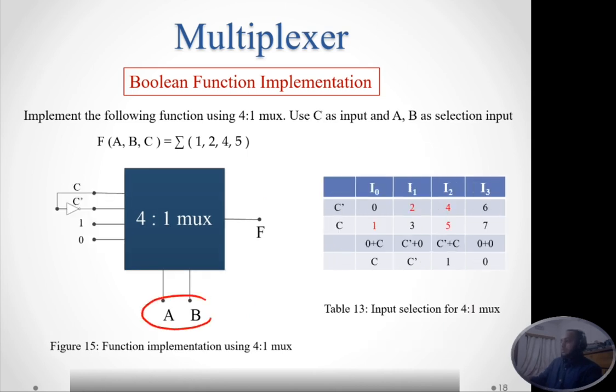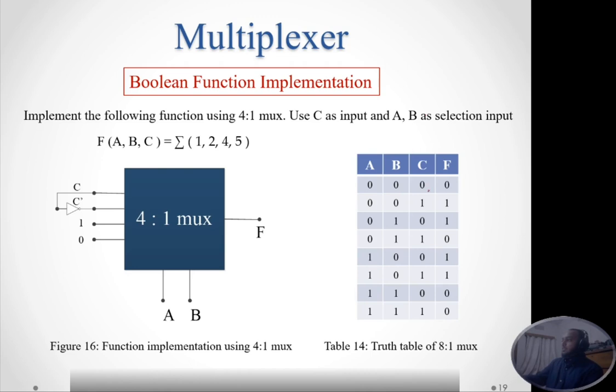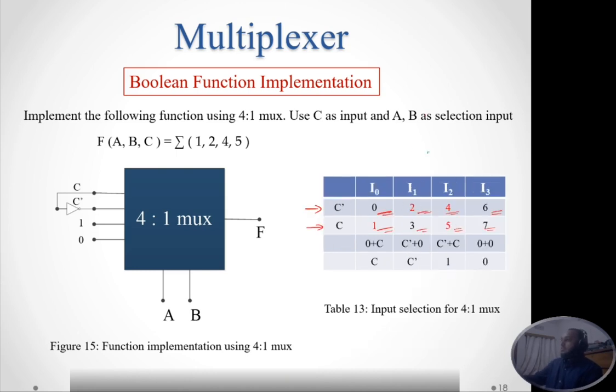Now I have used A and B as my selection inputs, and I have used C as the inputs of 4:1 mux. So I need to draw an input selection table for C. I need to find in which positions C is 0 and in which positions C is 1. So in these positions C is 0 and in these positions C is 1. You can check from the truth table. In the positions 0, 2, 4, 6 C is 0 and in the positions 1, 3, 5, 7 C is 1. So we can put like this.